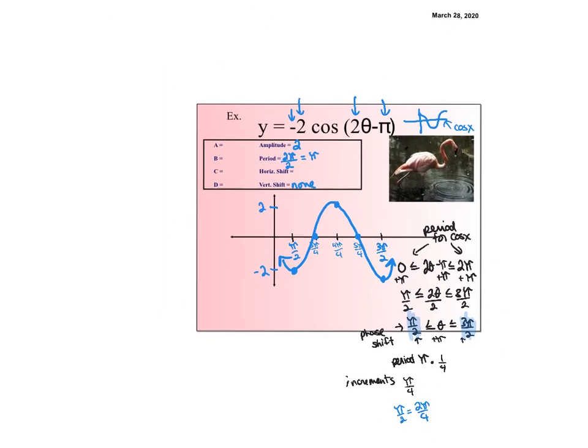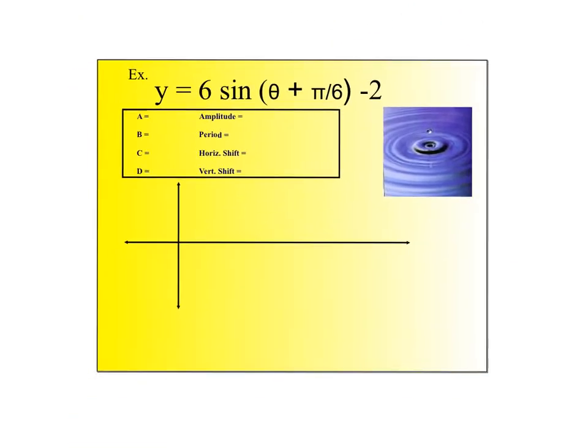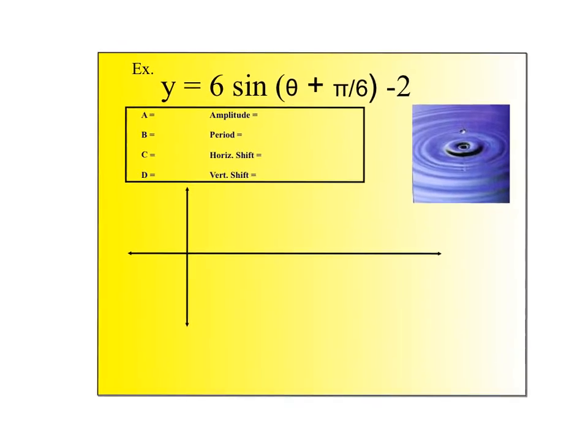Okay, on to example number 3. So as you can see, we have almost all of the transformations here. We have an amplitude of 6. We have a period of, it looks like 2 pi. There would be a number in front of theta, but there is no number in front of that theta, so it's just 2 pi. It looks like we have a horizontal shift of negative pi over 6. And it looks like we have a vertical shift of negative 2.